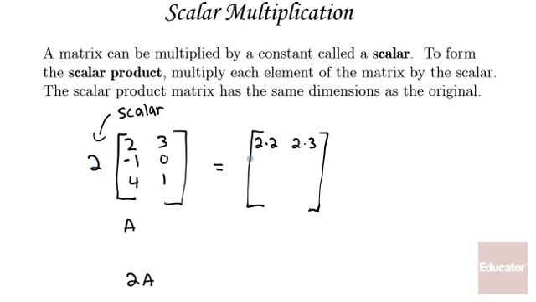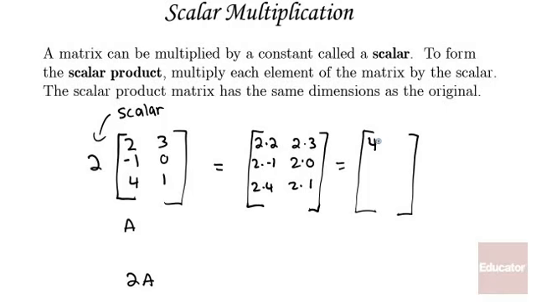Here, 2 times negative 1, 2 times 0, 2 times 4, and finally 2 times 1. Which, doing the multiplication out, will give me 4. 2 times 3 is 6. 2 times negative 1 is negative 2. 2 times 0 is 0. 2 times 4 is 8. And 2 times 1 is 2.